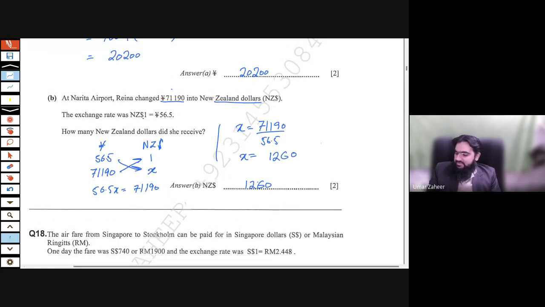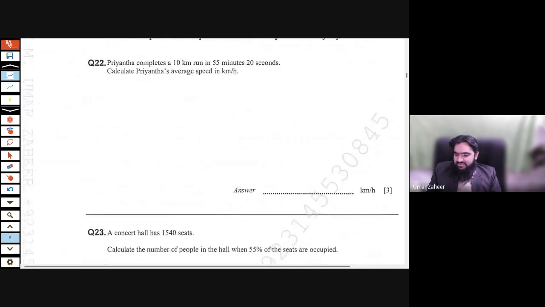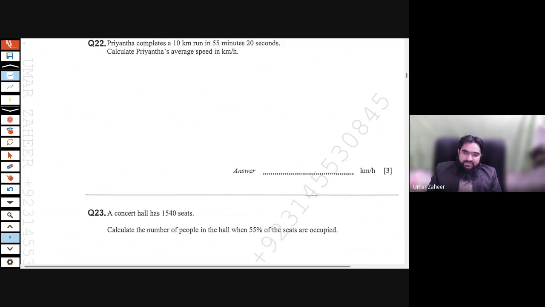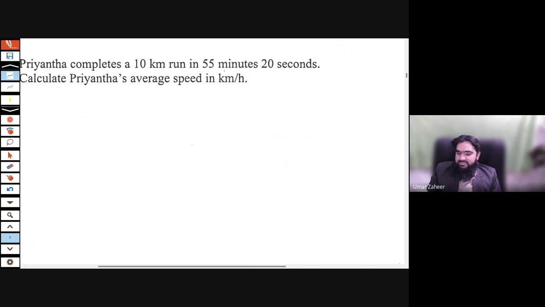So look here. This is the whole worksheet. You have to attempt it. Each and every question is going to be exactly the same: the rate of exchange, the percentage, the basic skills. We have done all of these topics. We have done the ratios, we have done the numbers. We did not do the kinematics, but the question that you will get is just using one formula.